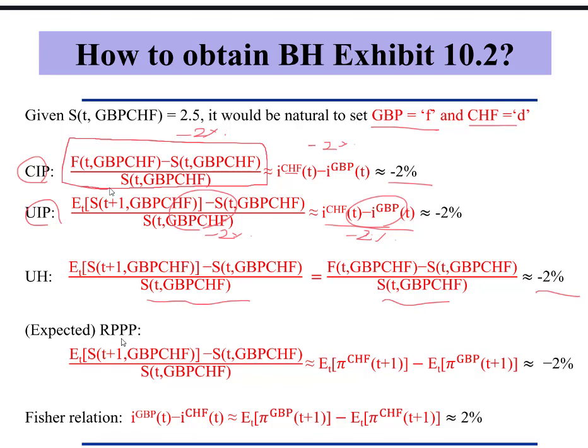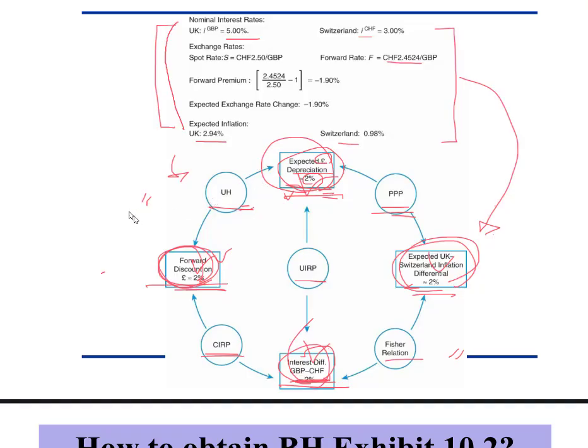What about the expected relative PPP? The expected relative PPP says the expected change in the exchange rate is equal to the expected inflation rate differential. So this is minus 2%, this is minus 2%. So we just verify the relationship between these two using expected relative PPP. Finally, the Fisher relationship says given real interest rate parity, RIP, the interest rate differential just reflects the expected inflation rate differential, 2%. So we just verify everything in PH Exhibit 10.2.